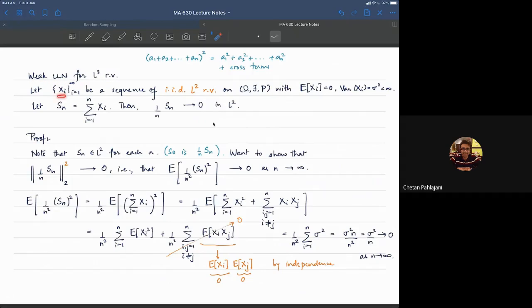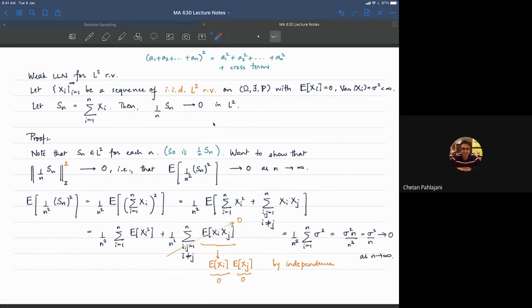Suppose xi, i going from 1 to infinity, is a sequence of independent, identically distributed L2 random variables on omega, F, P, with expectation of xi equal to 0 and variance of xi equal to sigma squared less than infinity. Let Sn be the sum, i going from 1 through n, of xi. Then 1 over n Sn converges to 0 in L2. This was a pretty easy calculation. Now remember, convergence in Lp implies convergence in probability. So 1 over n Sn converges to 0 in probability. That's why it's called a weak law of large numbers.